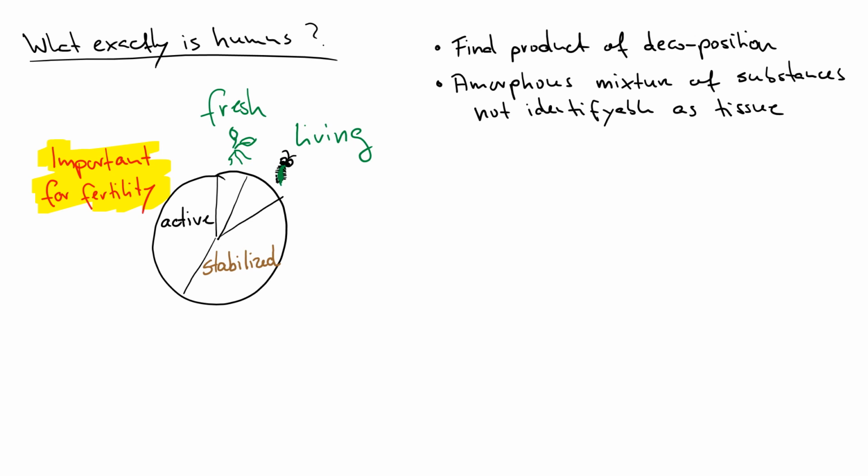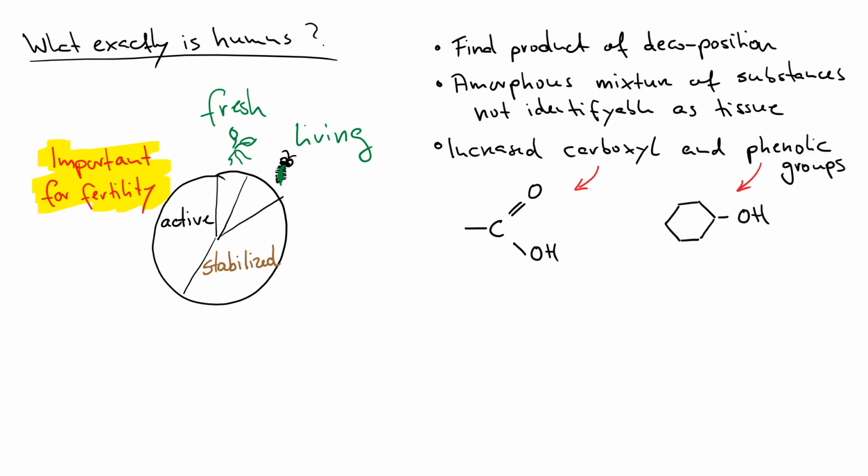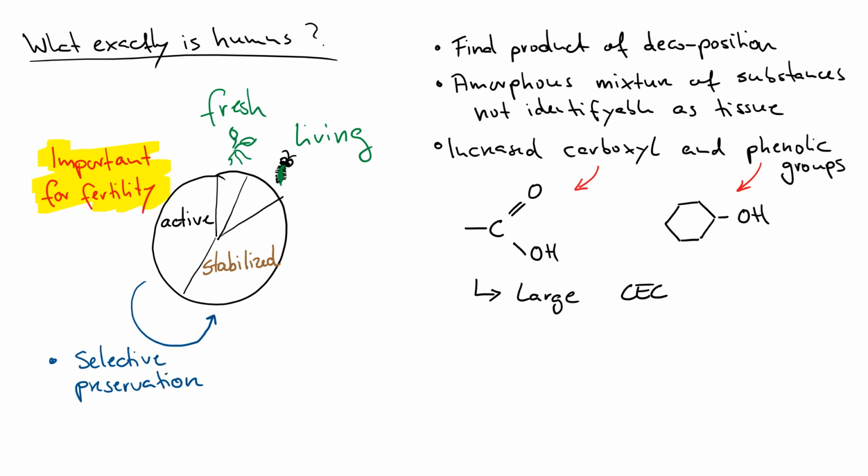This stabilized part is characterized by more or less being an amorphous mixture of substrates that may not be identifiable anymore as tissues, but it still is going to be in various forms of decomposition. The other way that you could look at this is that, as we are taking active and creating more stabilized organic matter, we increase the number of carboxylic and phenolic groups which have hydroxyls hanging off them. And it is these hydroxyls that can be exchanged for cations, which provide the large cation exchange capacity that we associate with this humus, the stabilized organic matter, or organic matter in total.